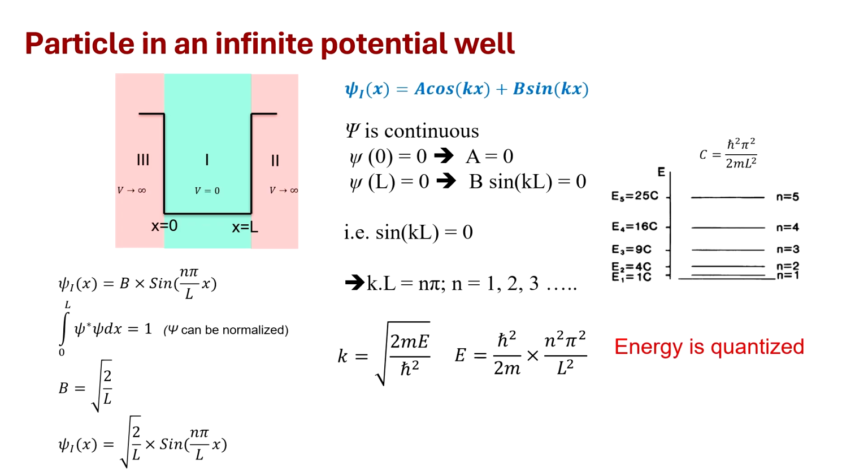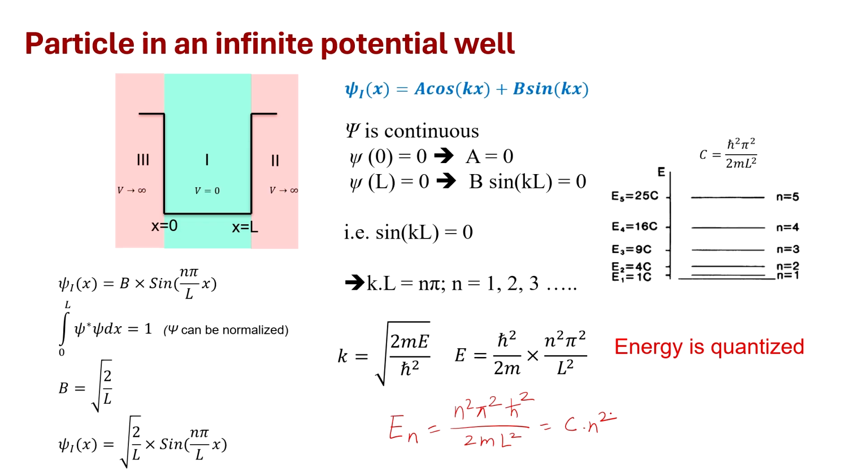So, if you plot these values, you can see E n I can write as n square pi square into h cross square divided by 2mL square. If I take C as a constant, which is h cross square pi square divided by 2mL square, then it means that it is C into n square.